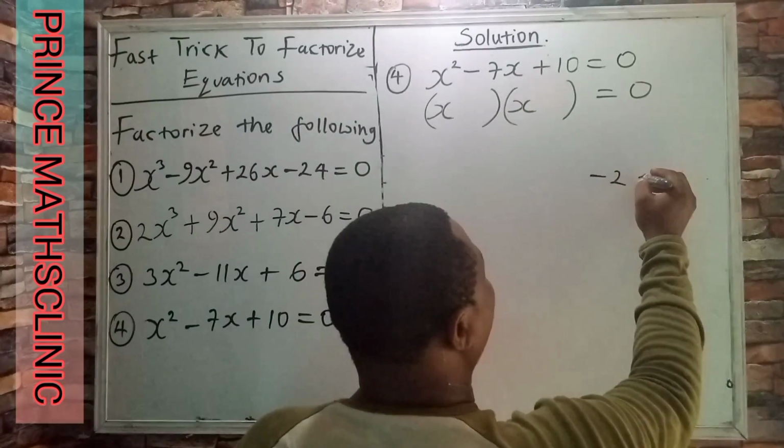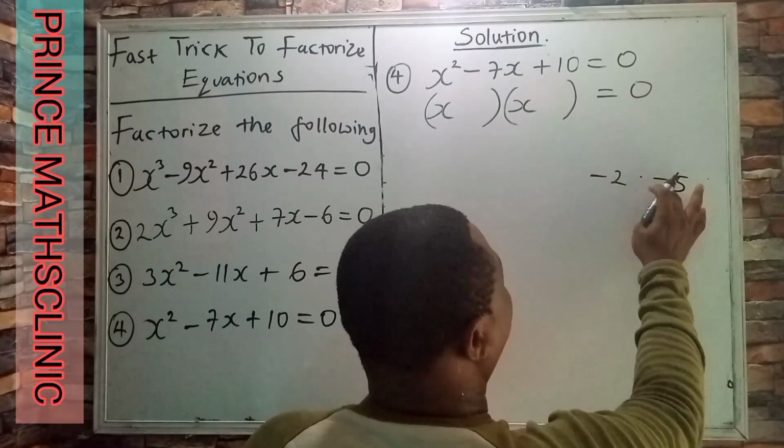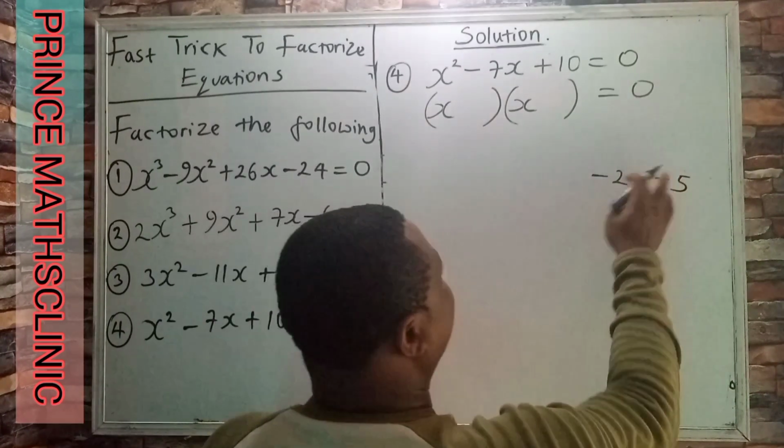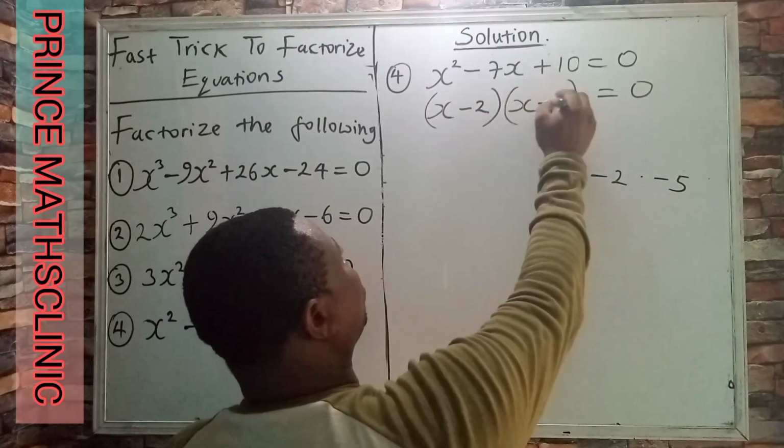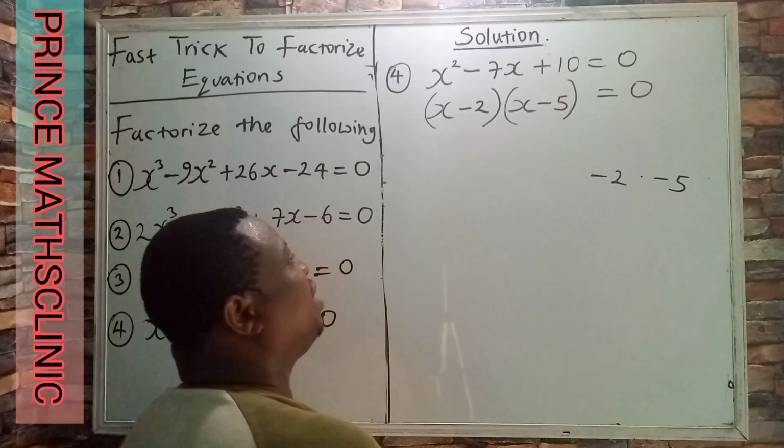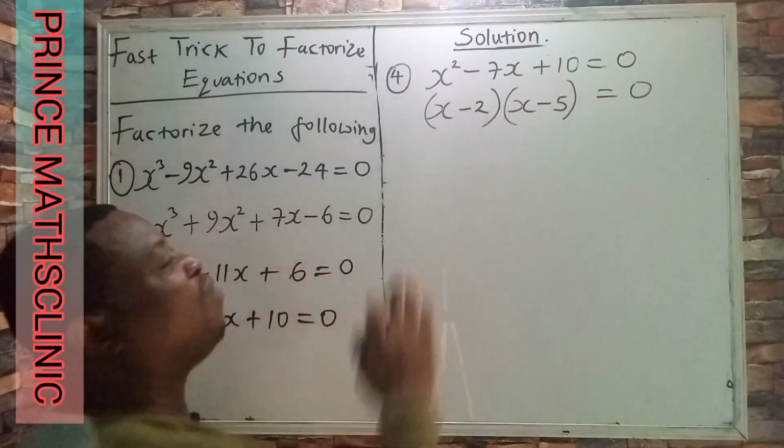So if I do minus 2 times minus 5, minus times minus will give you plus. Then if I add minus 2 to minus 5, I'll get minus 7. So this is simply minus 2 and minus 5. That is the result for this factorization.